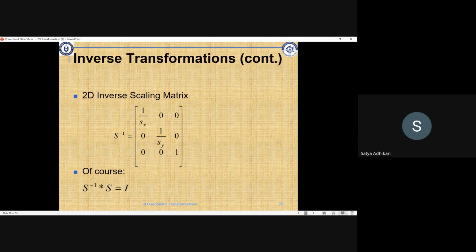Suppose the size is changed. Suppose there is a line. You apply a scaling factor. The line is reduced. Suppose you want to retain the original size of that line. You want your original size back. So apply the inverse scaling matrix using this formula. That is 1 by Sx, 0, 0. Similarly, if we multiply S inverse and S, they are inverses of each other, so we will get the unity matrix.